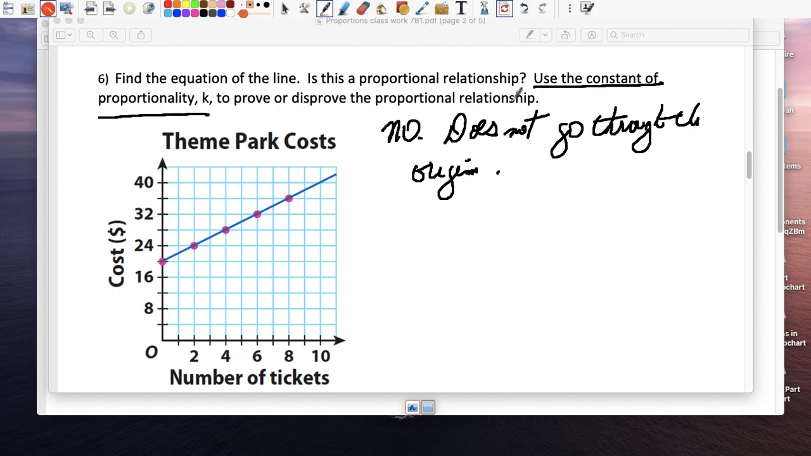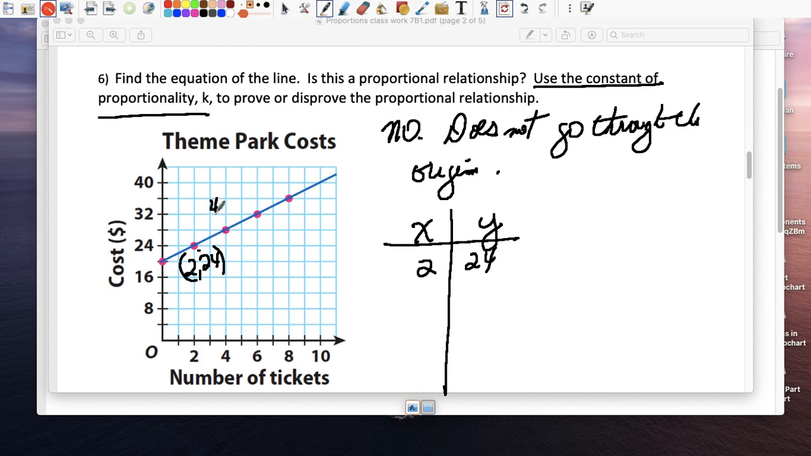To prove or disprove the proportional, oh, I see. Okay, so we have the visual that says it's not proportional, but if we didn't have the visual, I guess that's what the question is asking. So let's get some points. Well, I have the point 2 and 24, this one right here. I have the point 4 and 28. I have the point 6 and 32. I have the point 8 and 36.